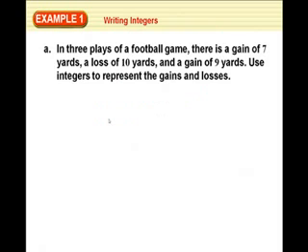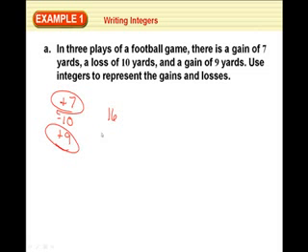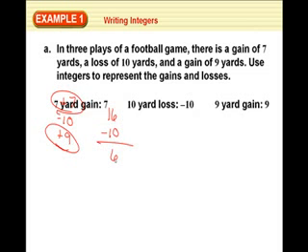So example 1, writing integers. It says in 3 plays of a football game, there's a gain of 7 yards, a loss of 10 yards, and a gain of 9 yards. Use integers to represent gains and losses. So a gain is a positive, so they have positive 7, they lost 10 yards, and they gained 9 yards. So together, they gained a total of 16 yards, and they lost 10 yards. So that comes out to be 6, the total amount, our integer to represent the total altogether.